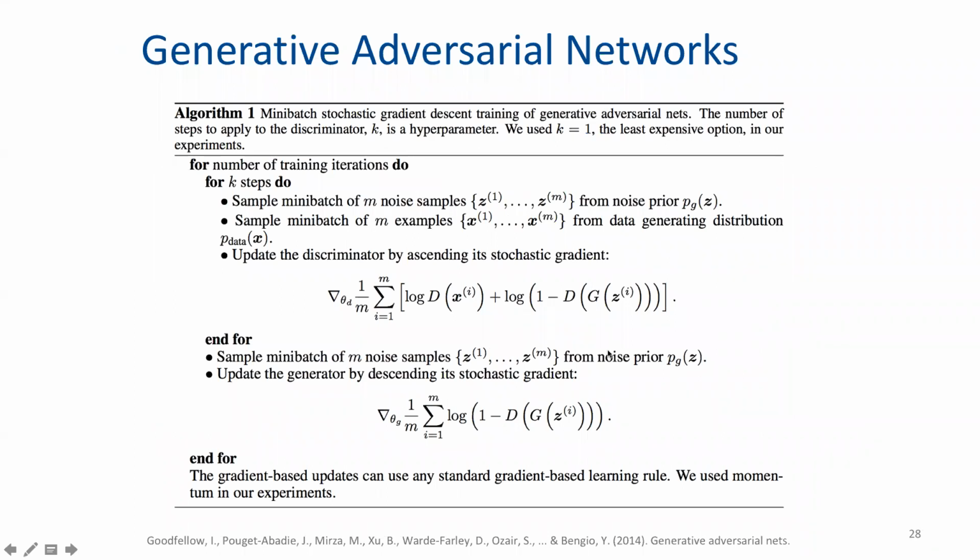All right, and here it is as pseudocode. So for k steps, you sample a mini batch of noise samples z from the noise prior, and also sample a same size batch of real data from the set of real images that you're training on. So you update the discriminator by ascending the stochastic gradient here. Yeah, so this is the Jensen-Shannon divergence. So you're trying to maximize that.